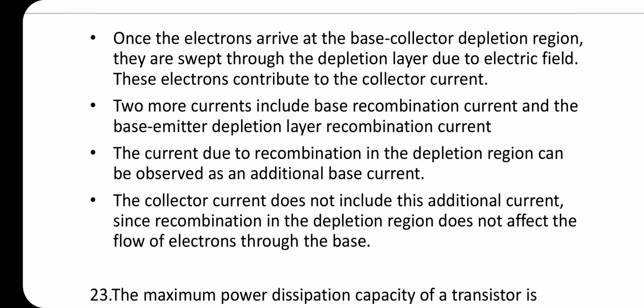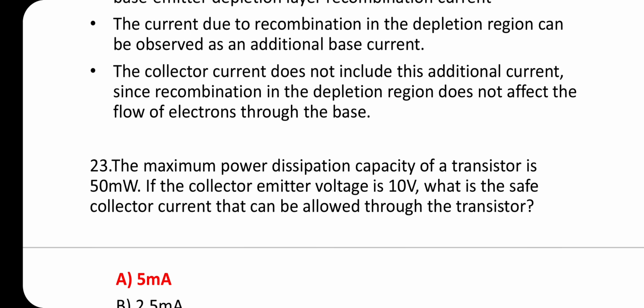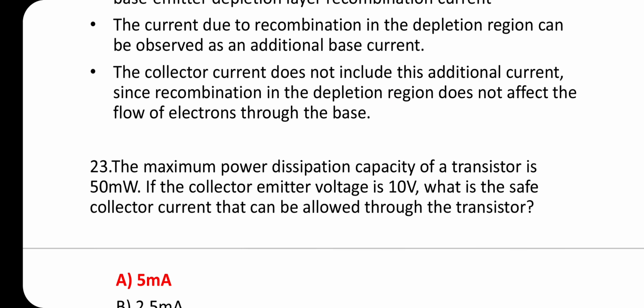Once the electrons arrive at the base collector depletion region, they are swept through the depletion layer due to the electric field. These electrons contribute to the collector current. Two more currents include the base recombination current and the base emitter depletion layer recombination current. The current due to recombination in the depletion region can be observed as an additional base current. The collector current does not include this additional current, since recombination in the depletion region does not affect the flow of electrons through the base.